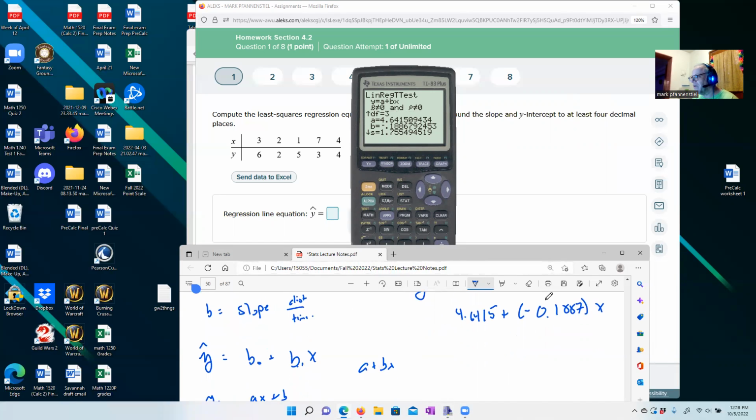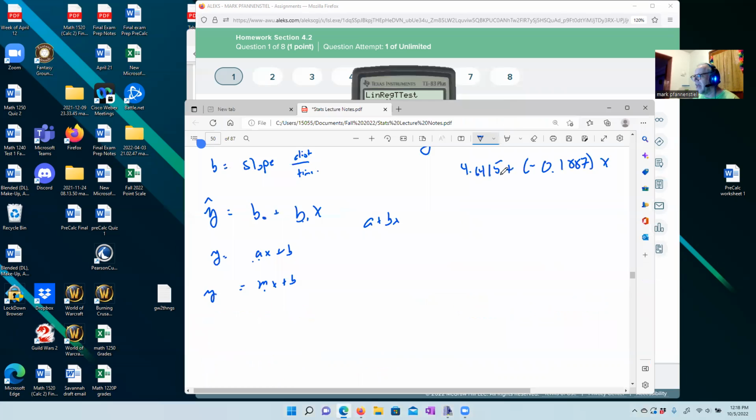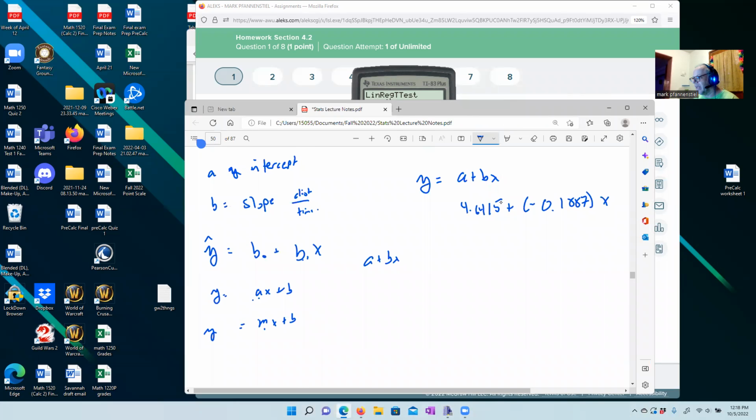If you wanted to write this as y equals mx plus b, because a lot of people say, I learned a line once, I'm not learning it again, it's good to be able to express it in slightly different ways. So this is 0.1887x plus whatever, that's my b, 4.6415. I don't really care which way you do it.